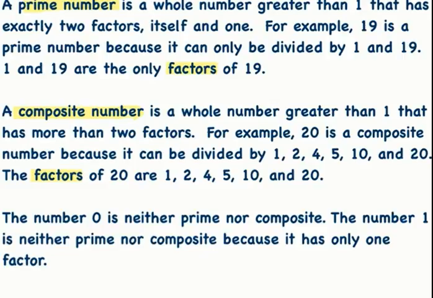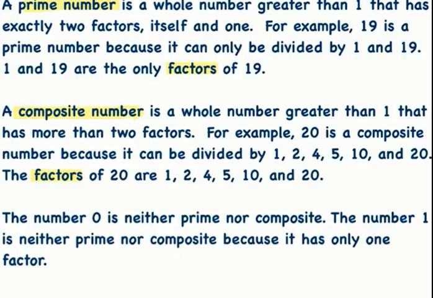A prime number is a whole number greater than 1 that has exactly two factors, itself and 1. For example, 19 is a prime number because it can only be divided by 1 and 19. So 1 and 19 are the only factors of the number 19. So that makes it a prime number. The only way to make it by multiplying is itself times 1. That is a prime number.